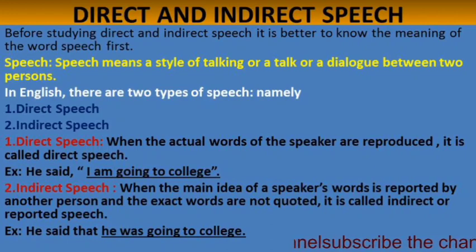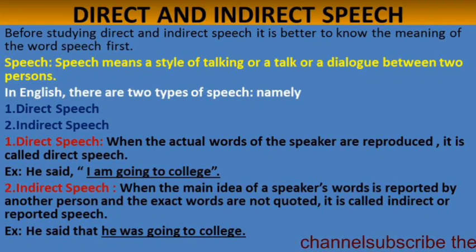Before studying direct and indirect speech, it's better to know the meaning of the word speech first. Then what is speech? Speech means a style of talking or a talk or a dialogue between two persons. In English, there are two types of speech, namely direct speech and indirect speech. Then what is direct speech? When the actual words of the speaker are reproduced, it is called direct speech. Look at the example. He said, I am going to college.